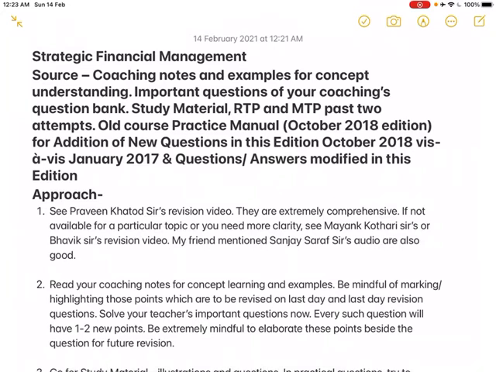The sources which you should be using: the first source is the coaching notes and the examples for concept understanding. Second would be the important questions of your coaching's question bank, and the most important is the study material and the RTP and MTP of the past two attempts.